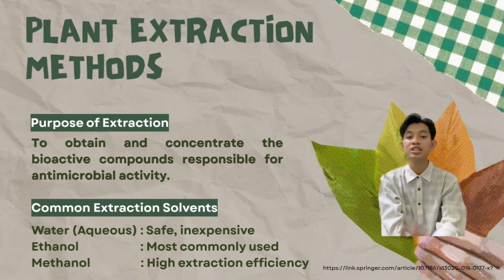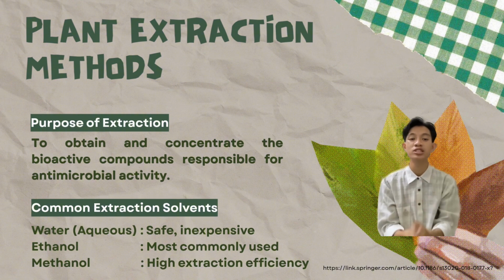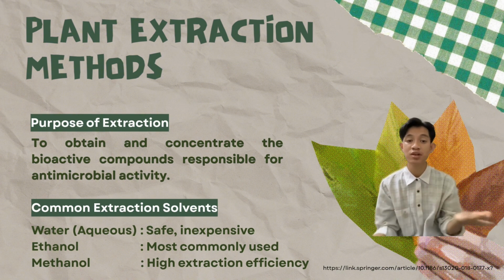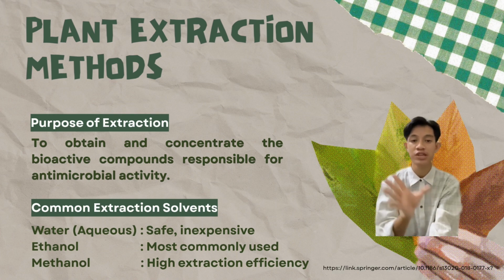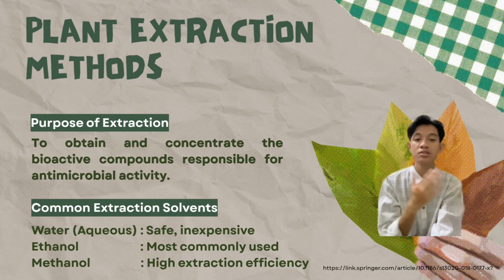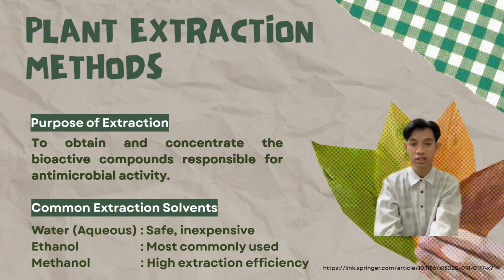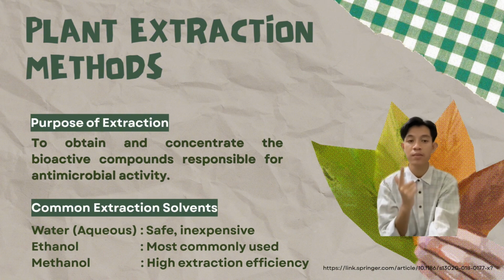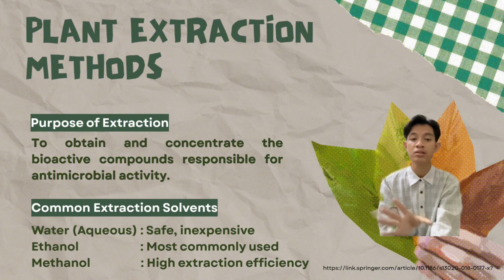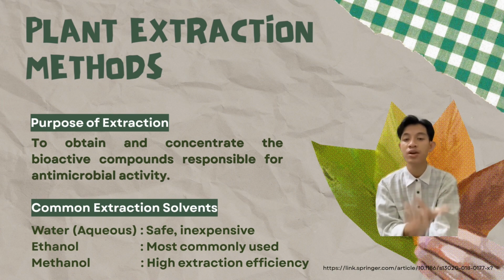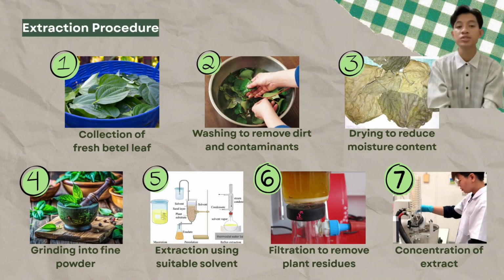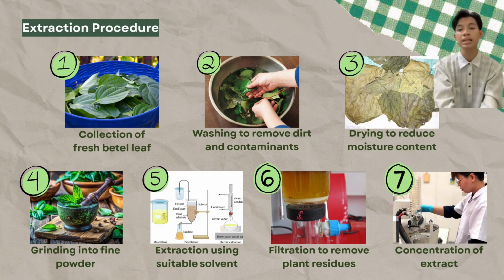microorganisms. To obtain these bioactive compounds, the betel leaf must first undergo an extraction process. So the purpose of the extraction is to obtain and concentrate the compounds responsible for its antimicrobial activity. Common solvents used for extraction include water, ethanol, and methanol. Among these, methanol is the most commonly used solvent because it is effective in extracting a wide range of bioactive compounds.